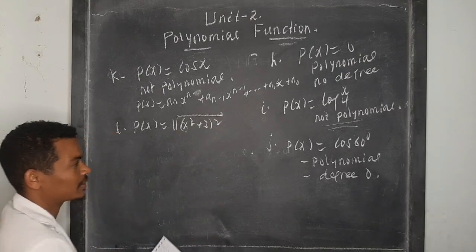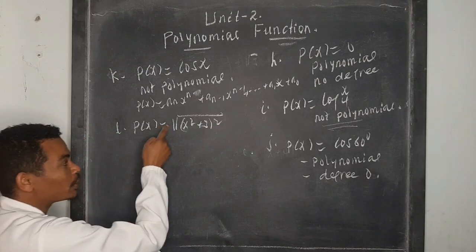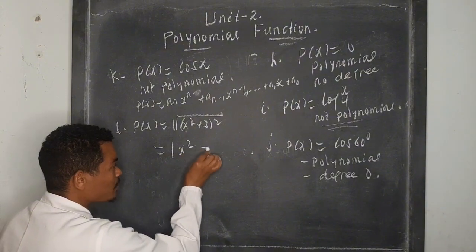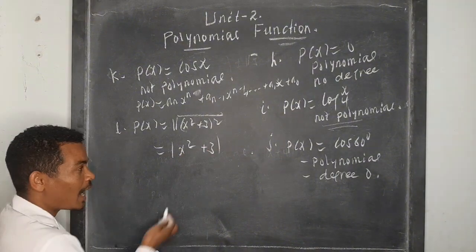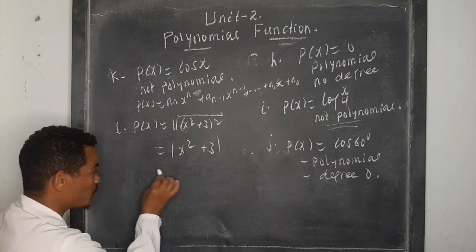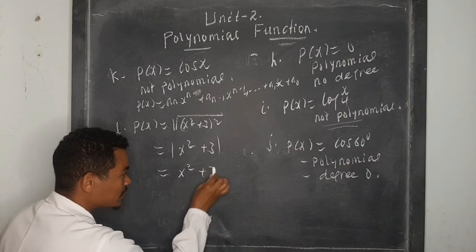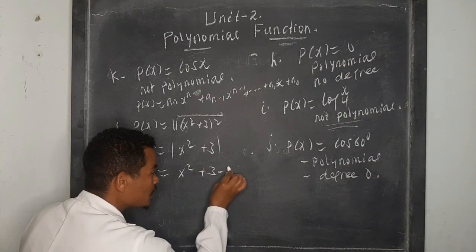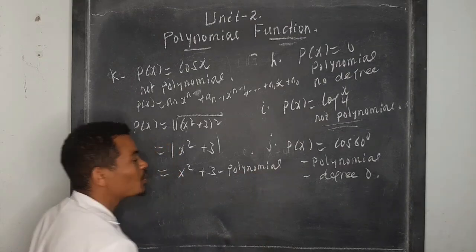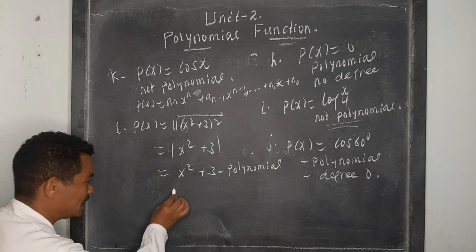L. That is, P of x is equal to the square root of x square plus 3, the whole square. What does this one mean? Square root of x square plus 3, the whole square, is the same as the absolute value of x square plus 3. Again here it is only positive, because x square is positive, so x square plus 3 is positive. So this is the same as x square plus 3. It means this is a polynomial.